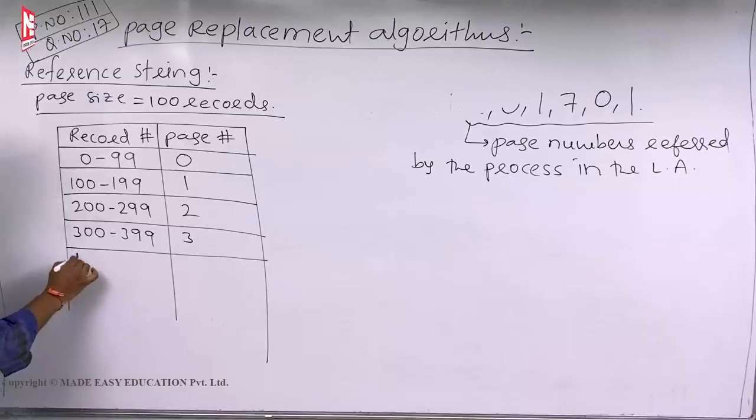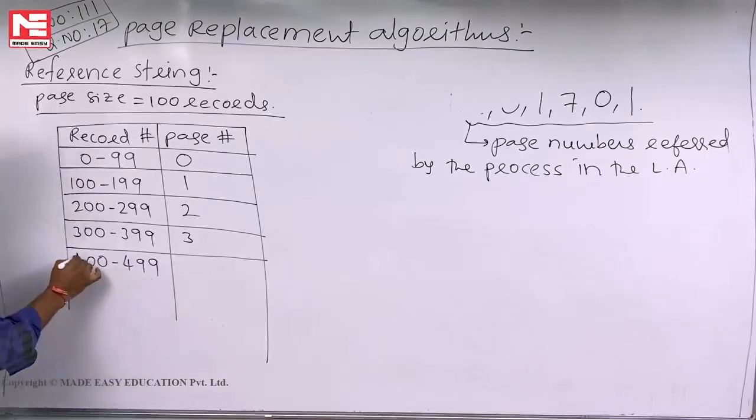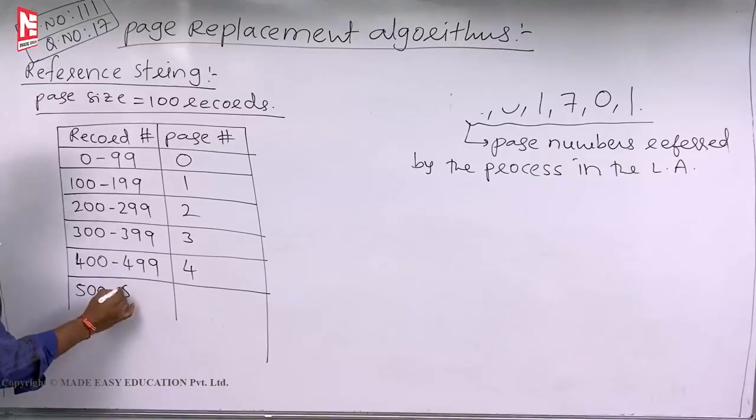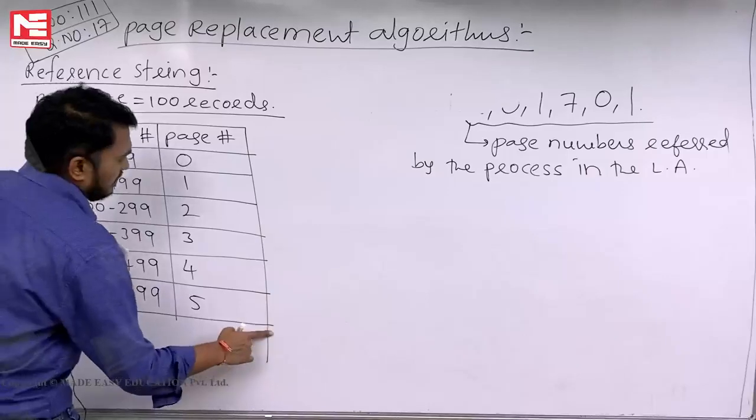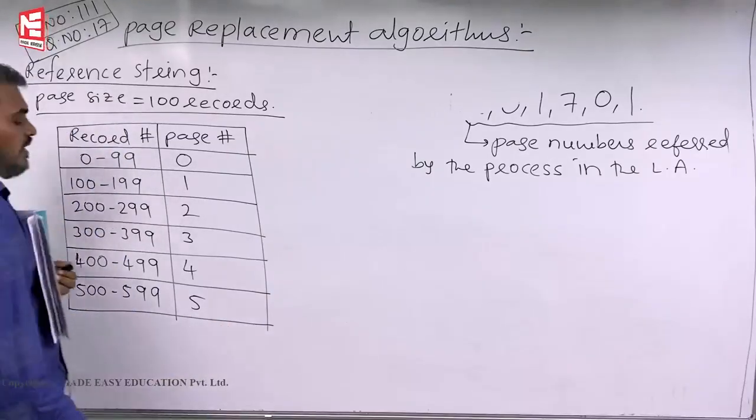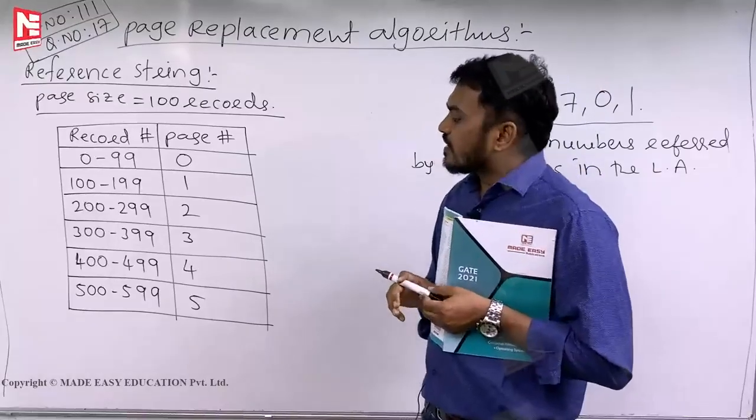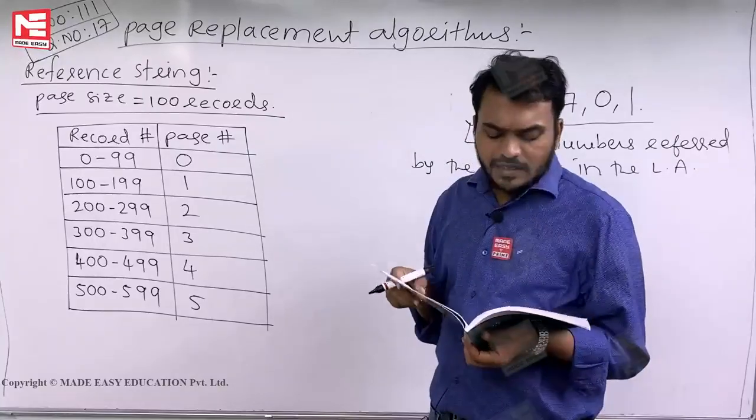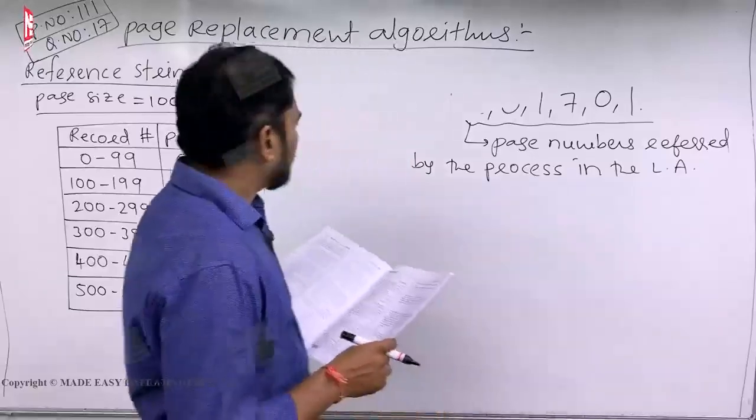And next, 400 to 499 will be in page number 4. And next, 500 to 599 will be in page number 5. So this is how first you make the table like this. पहले copy तो करो. I will explain, इसका मतलब क्या है, क्यों लिख रहा है सब. I will explain all that.